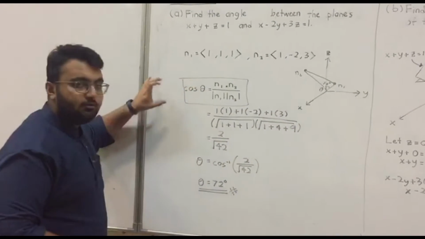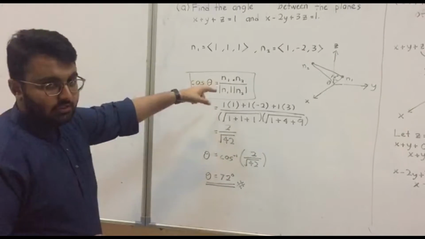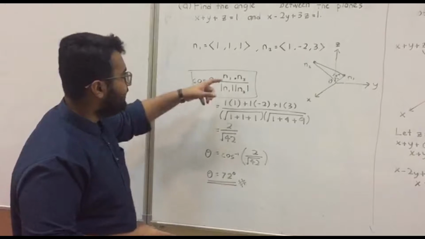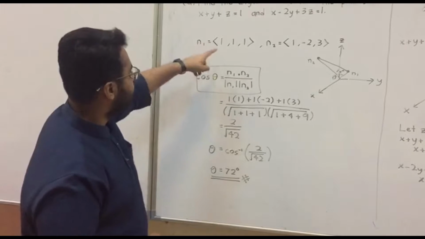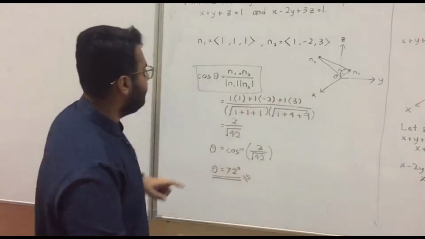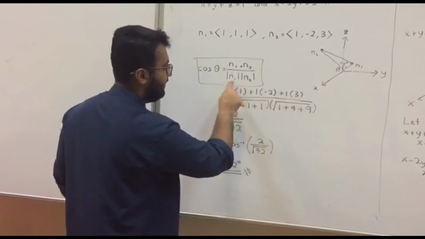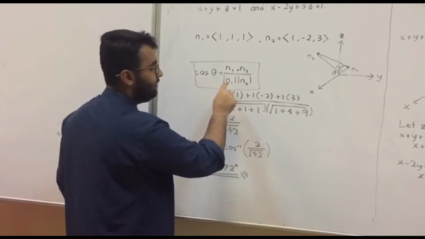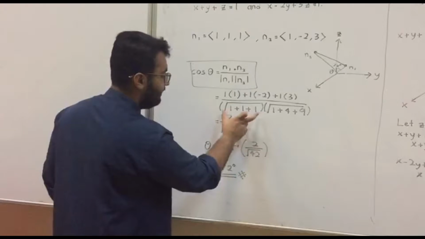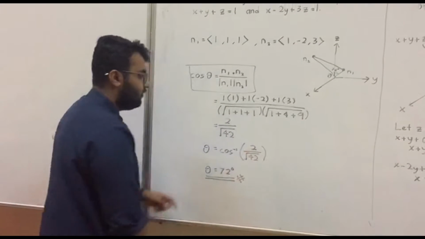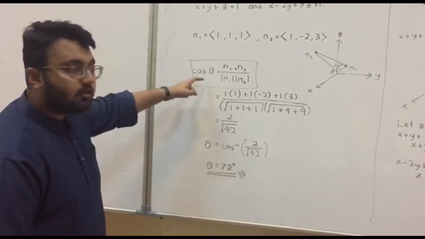So how do we find the angle between these two planes? To find the angle we are going to use the formula given: cos theta equals n1 dot product with n2, over the magnitude of n1 multiplied by the magnitude of n2. n1 is this one and n2 is this one, so we multiply them, substitute the values, and divide by the magnitudes. We'll get 2 over square root of 42, which is cos theta.